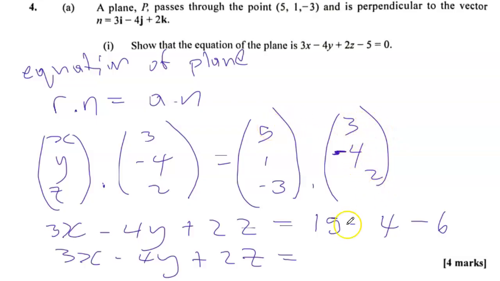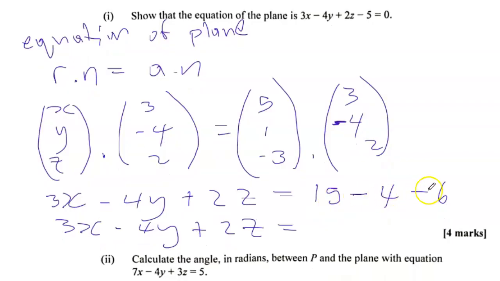So 5 times 3, 15. 1 times minus 4, that's minus 4. And minus 3 times minus 2, that's minus 6. So it's actually 15 minus 4 minus 6. That's 15 minus 10. That's actually 5, which is the same thing as this. Notice if you bring over this 5, it's actually positive 5 on the right. So therefore, it's proven. Alright?